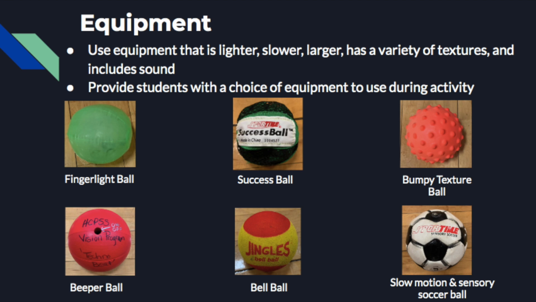A beeper ball can be used for students with visual impairments to roll, throw, strike, and kick. It can also be placed behind or inside targets to assist students in locating their target. A bell ball can be used with students with visual impairments or to motivate students to throw, toss, catch, or strike. A sensory soccer ball travels slowly and helps students keep the ball close to them when dribbling with their feet.